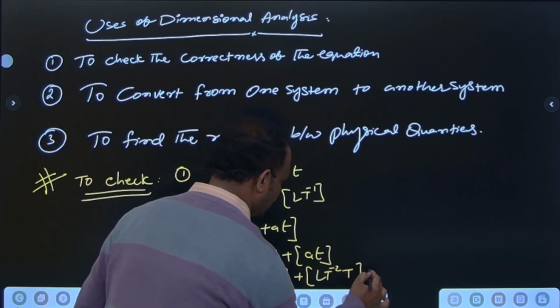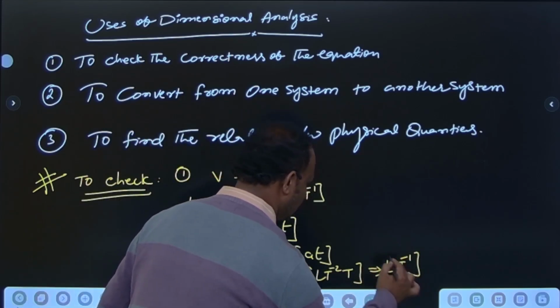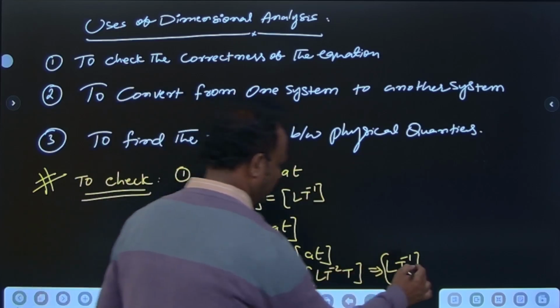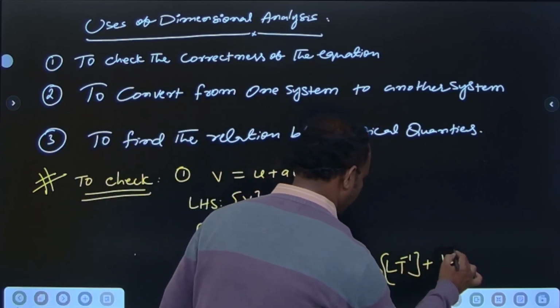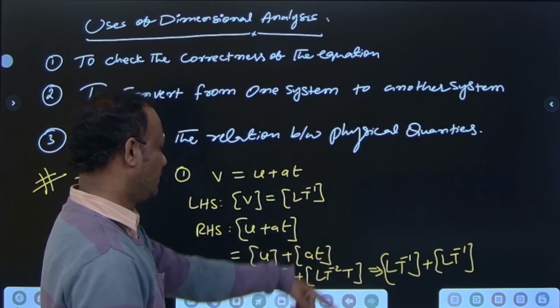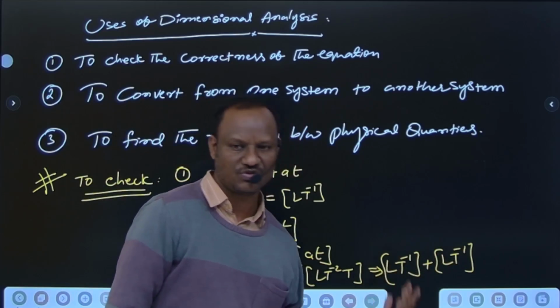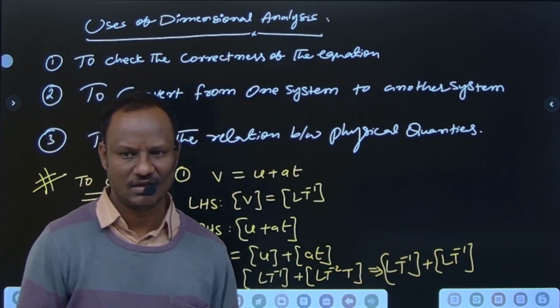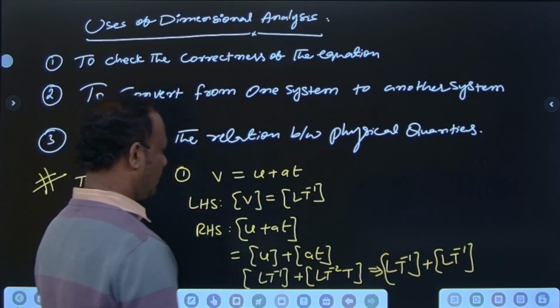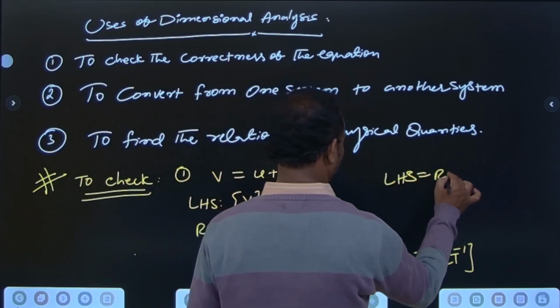Then it would become LT^-1 plus LT^-1. Like this we can say, both of them have the same dimensional formula. If you want to write LT^-1, LT^-1, the 2 times means 2 is a constant, and a constant has no dimensional formula. So then LHS is equal to RHS.